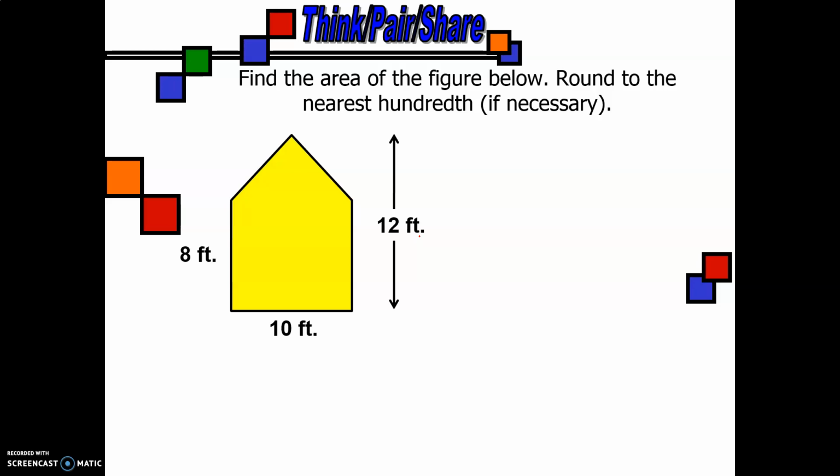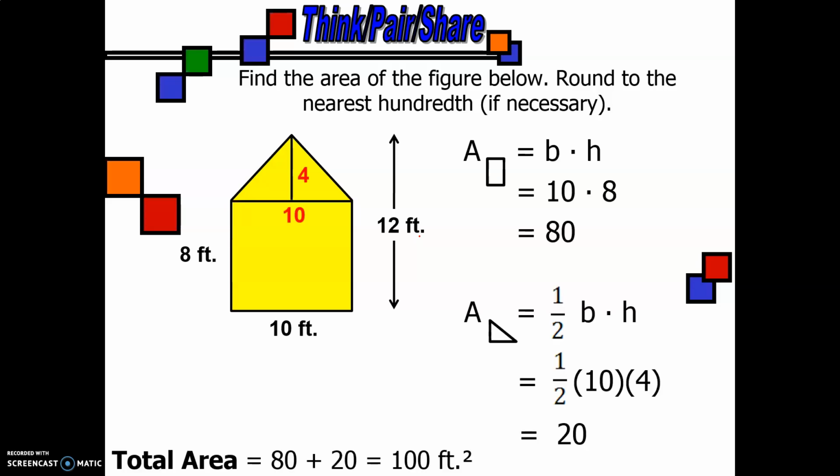Alright, so here what you can do is draw your line right here horizontally, and what you can do is divide this shape into one rectangle and one triangle.